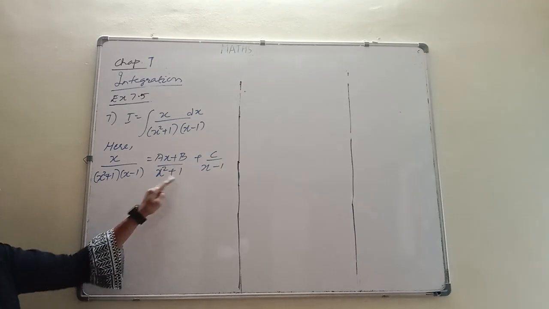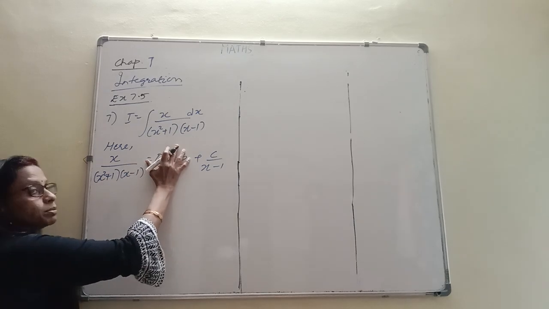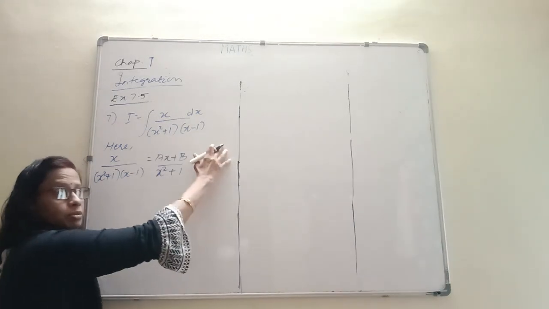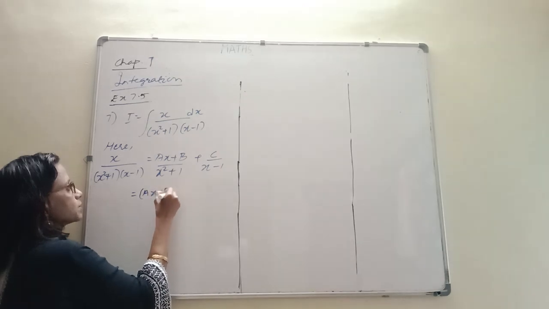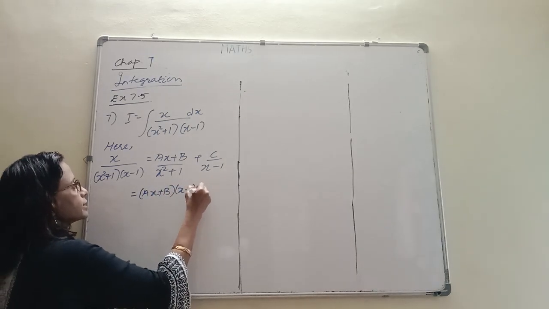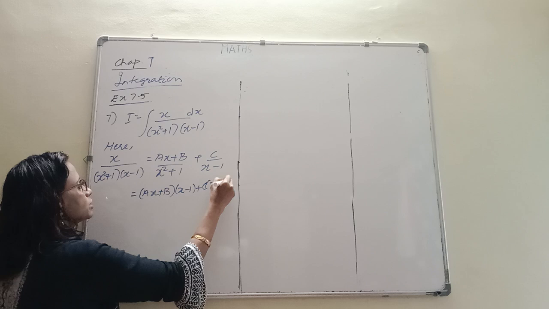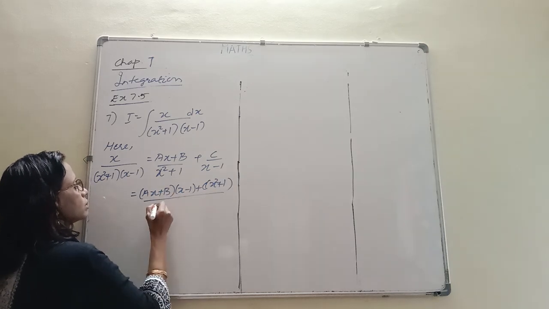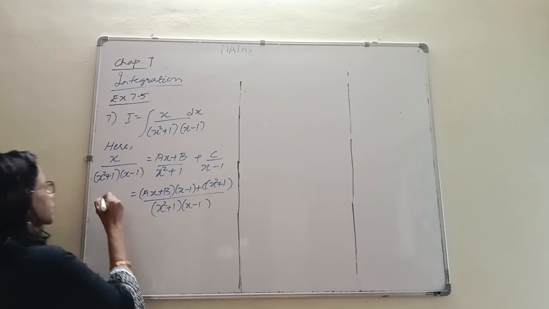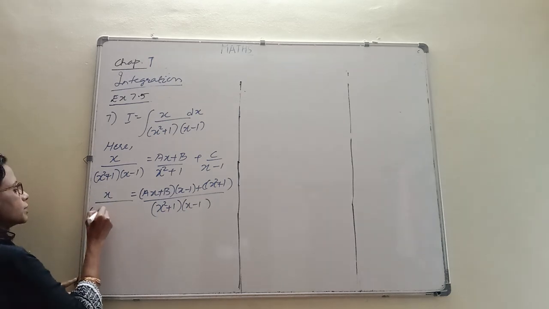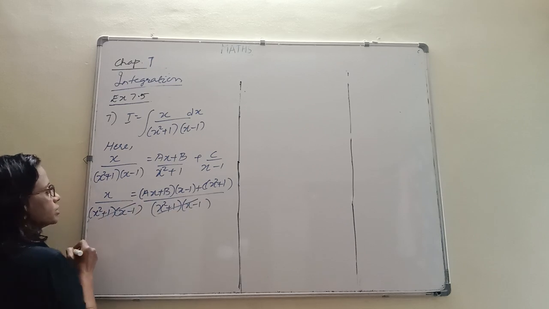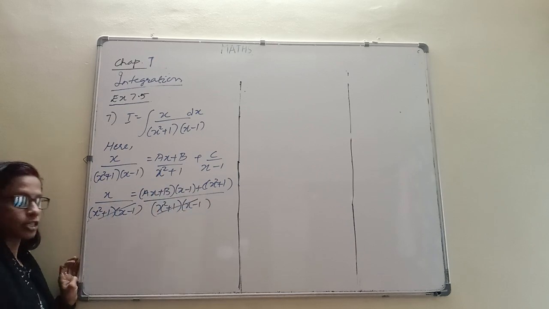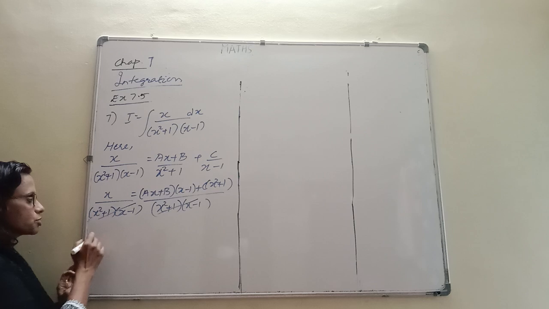Now it's our task to equalize the denominators, so the first fraction will be multiplied by x minus 1, and the second fraction will be multiplied by x squared plus 1. So ax plus b is multiplied by x minus 1, and c is multiplied by x squared plus 1. The overall denominator is x squared plus 1 times x minus 1, which gets equalized on both sides. Since the denominators are the same, they cancel each other, and so this is your expression. It's for us to find the values of a, b, c, so we make substitutions.